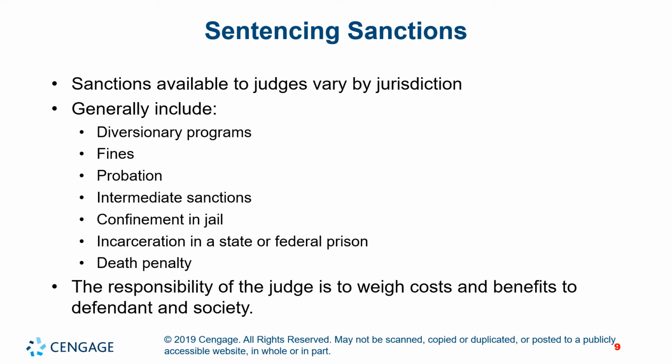They generally include diversionary programs, fines, probation, intermediate sanctions, confinement in jail, incarceration in a state or federal prison, and the death penalty. The responsibility of the judge is to weigh the costs and benefits to the defendant and society at large.